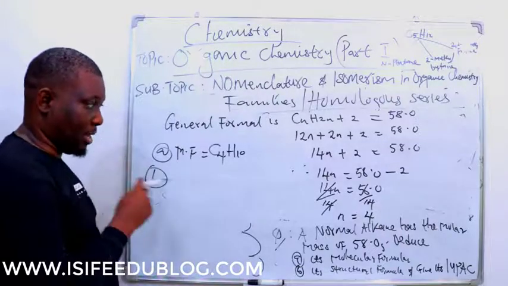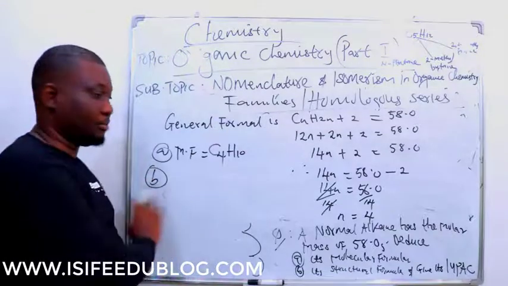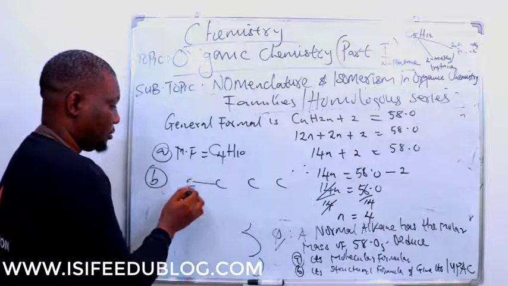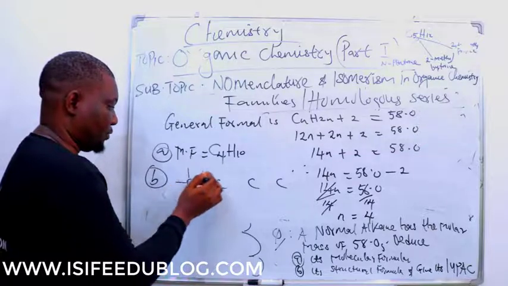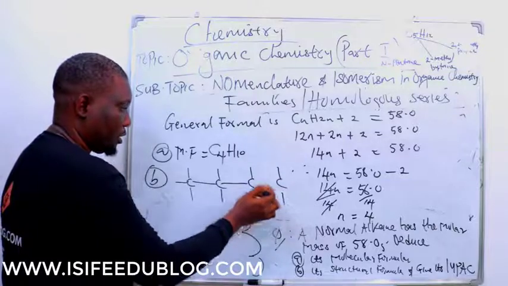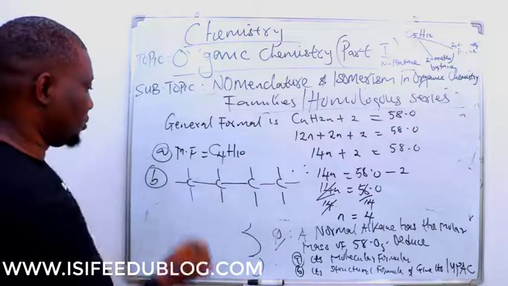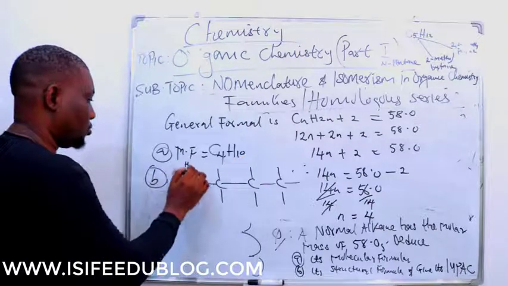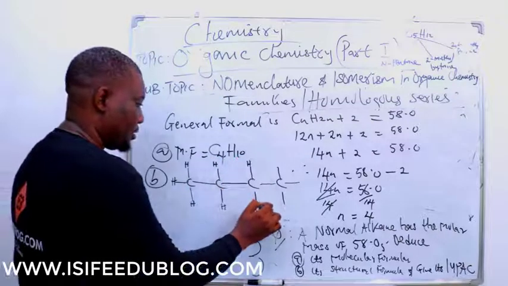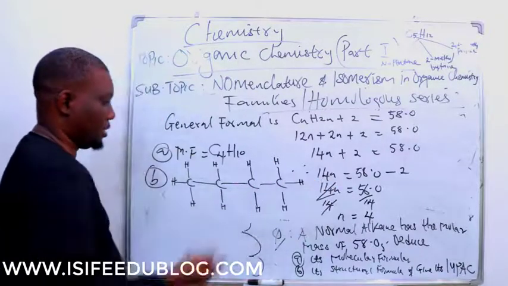Now let's solve the B part of it, structural formula. Since it's a normal alkane, all normal alkane must be straight chain. So I'll arrange this number of carbon atoms, 4 of them, in a straight chain: 1, 2, 3, 4. And I place bonds to every carbon. Make sure that every carbon has 4 bonds. And then arrange your 10 atoms of hydrogen in it: 1, 2, 3, 4, 5, 6, 7, 8, 9, and 10. That is the structural formula of the compound.